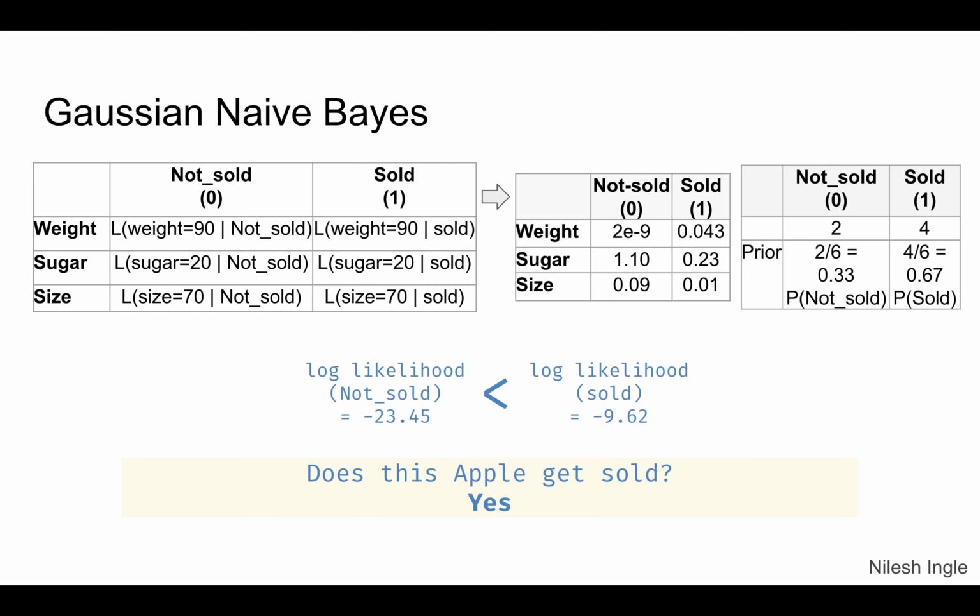is sold, is larger than the value for the not sold, which is minus 23.45. Therefore we can classify the data point to class 1, which is sold, and therefore to answer our question, does this apple get sold, the answer is yes, it does get sold.